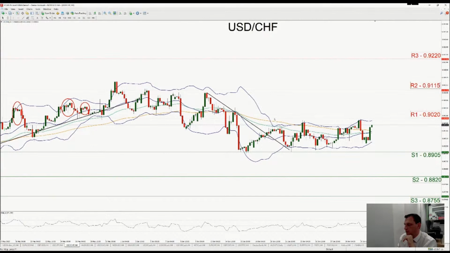The upper boundary of the sideways motion, we still maintain it at 0.9020. It could go a little bit lower, but nothing much. On the other hand, the lower boundary remains at the 0.8905. So we're talking about a 115 pips corridor within which the price action is moving. We tend to maintain our bias for sideways motion to continue for now.